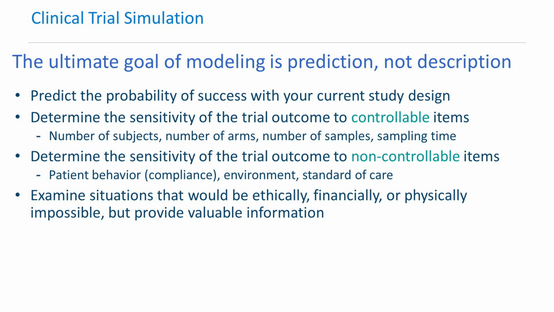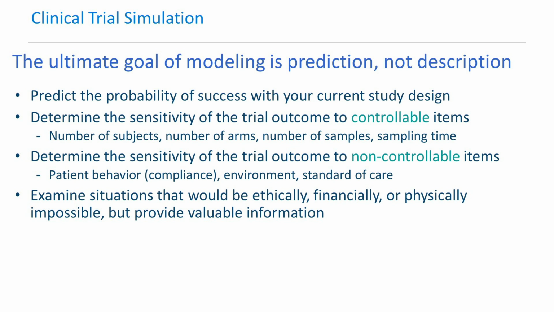I actually want to pause. Normally I say number of subjects is controllable, but there are situations, for example, in very rare diseases where we think it's going to be very difficult for us to recruit for the study. So you may want to actually put that under a non-controllable item and see how sensitive your study design is going to be if you don't get as many patients as you would hope.